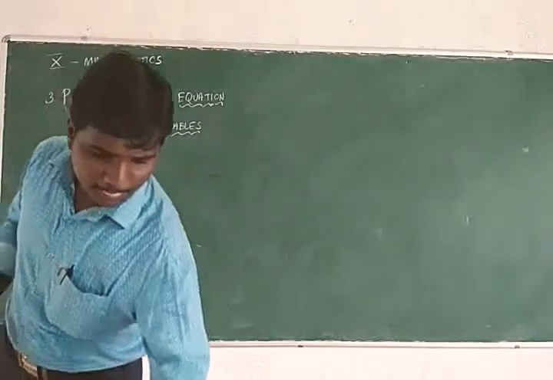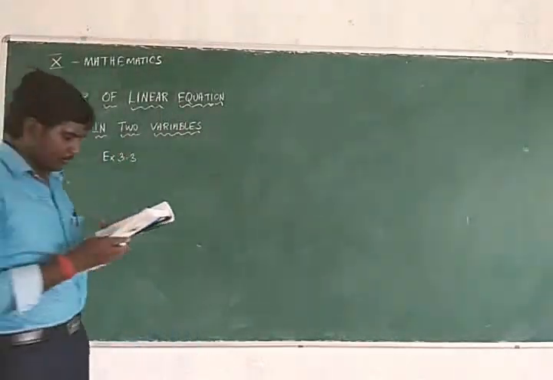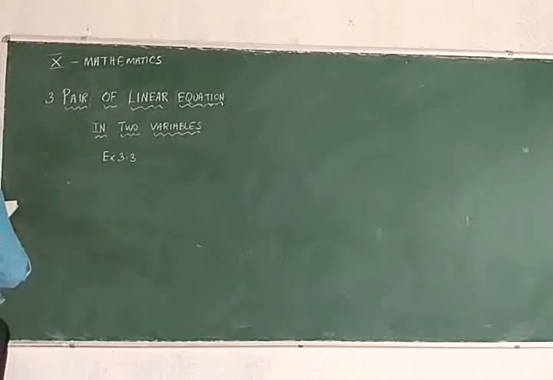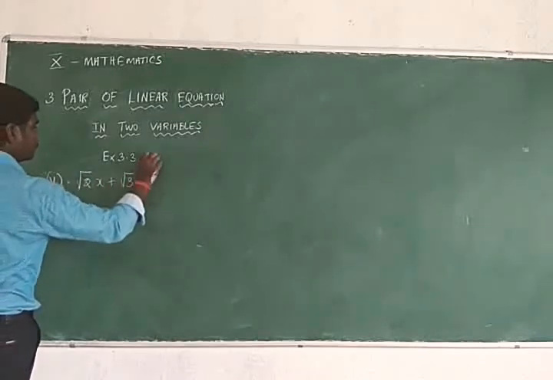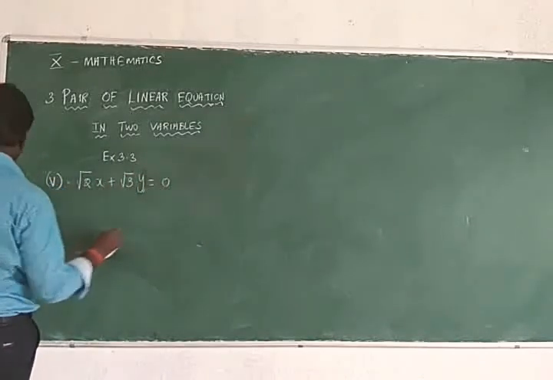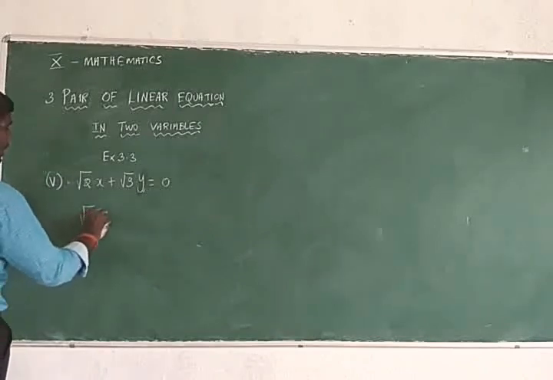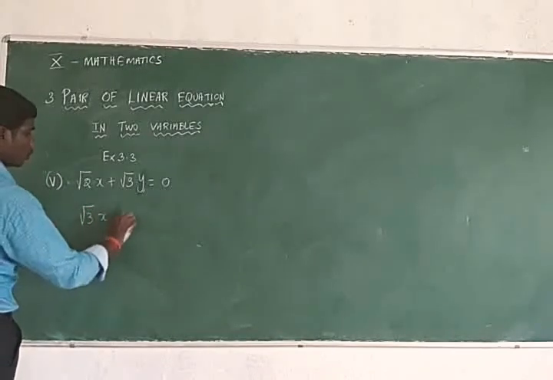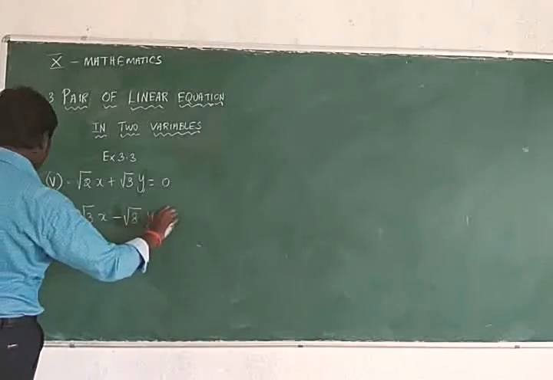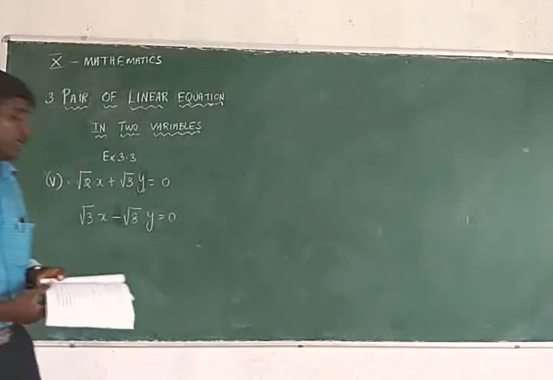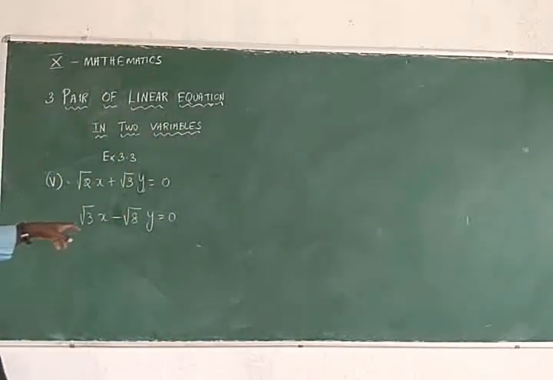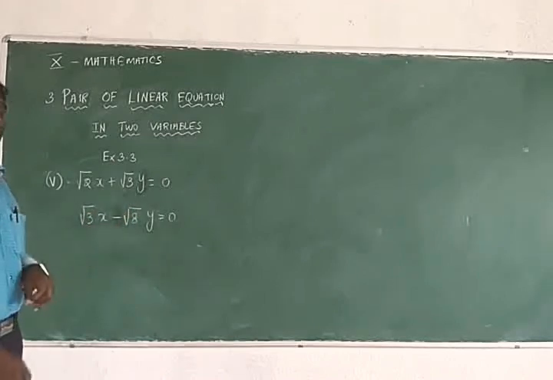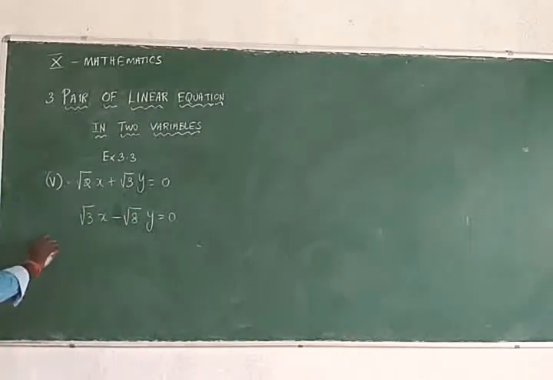Next, one more sum. Fourth one: square root of 2x plus square root of 3y is equal to 0, and square root of 3x minus square root of 8y is equal to 0. So, solution.